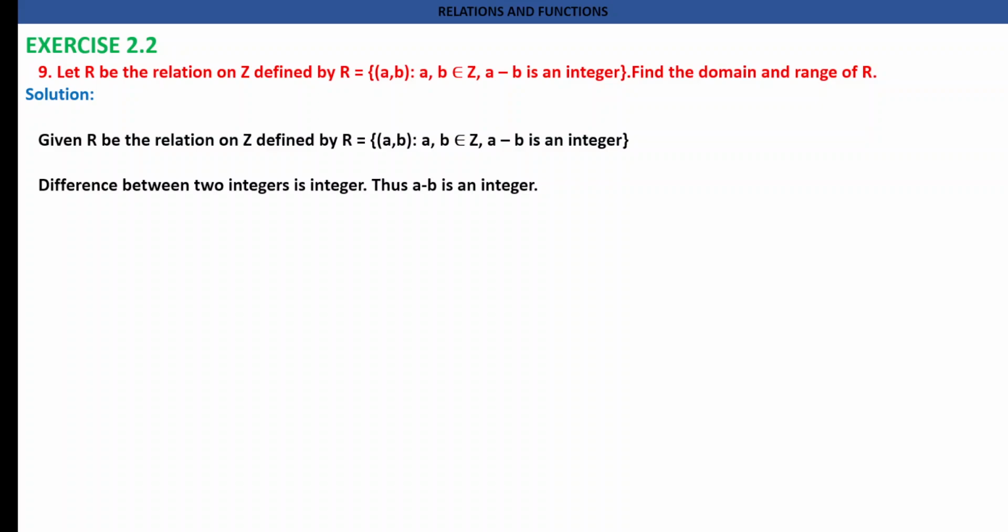We know that the difference between two integers is an integer. Thus, a minus b is an integer. Therefore, the domain of R is always integers, which we denote by Z. Domain of R is Z. Next, the range of R is also integers because the difference is always an integer. Therefore, the range of R is Z.